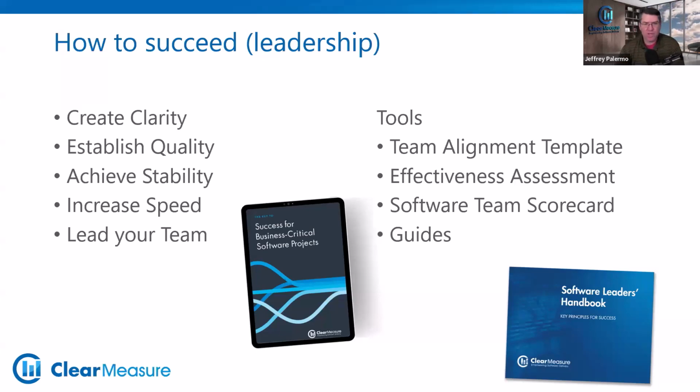So we have some tools that are available. We have a team alignment template that'll help you create clarity. We have an effectiveness assessment on the clearmeasure.com website that will help you figure out maybe the hot spots in your software organization to focus on first. And we also have a Microsoft Excel template for a software team scorecard that you can implement for a software team to have a good report up to the executive level.